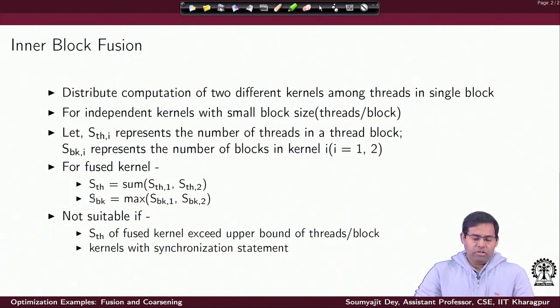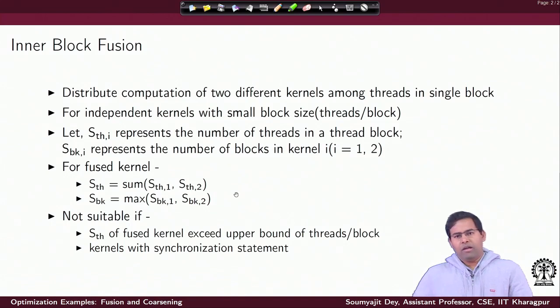And okay, what should be the block size? So, first of all, I am widening the blocks. I am not interested in increasing the number of blocks. So, the number of blocks should not be a sum as is done with the number of threads, but rather the maximum of the number of blocks for each of the 2 kernels. Since I have to cover both the kernels, my number of blocks has to be the max of SBK1 and SBK2. So, when does this not work in general?